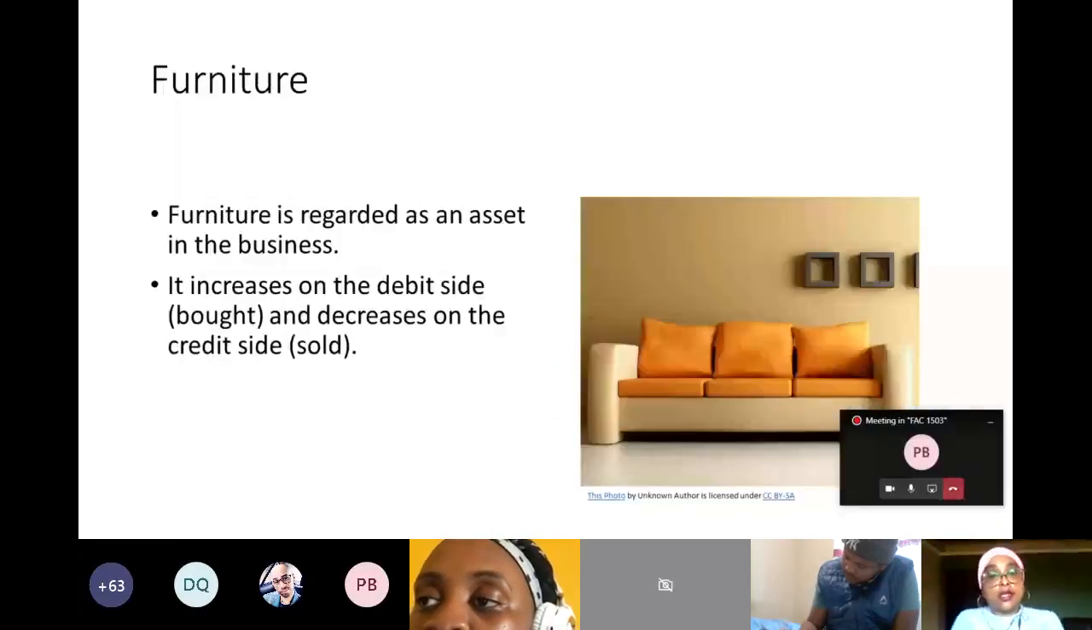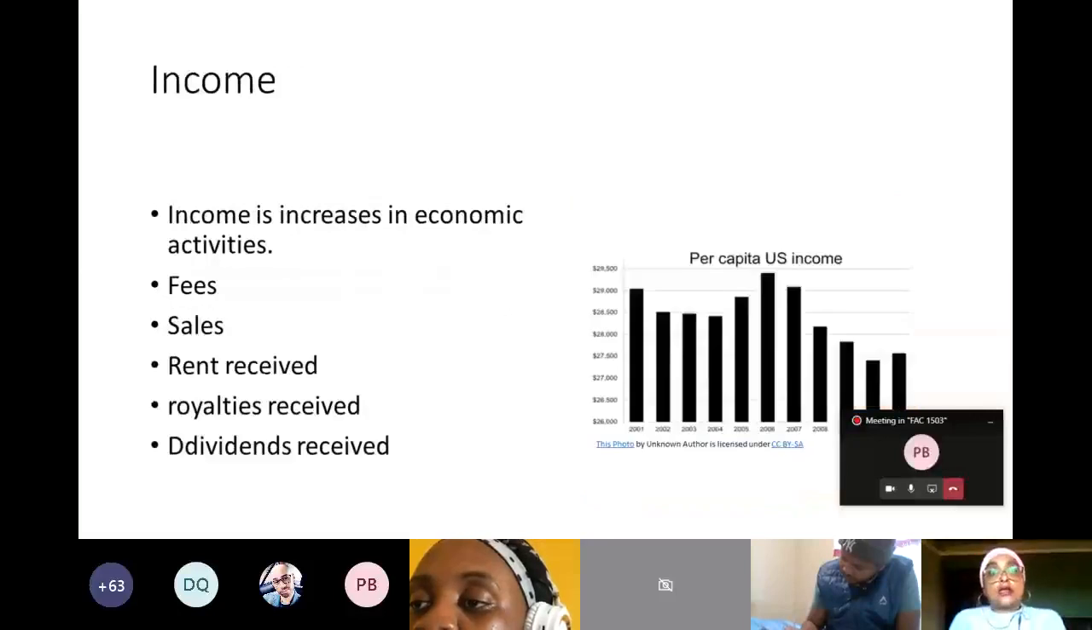Furniture is also regarded as an asset in the business because it meets the recognition criteria of an asset. Once again, it will increase on the debit side and decrease on the credit side. So our next element is an income. Now, income is increases in economic activities. And most items would be like fees, sales, rent received, royalties received, dividends received.